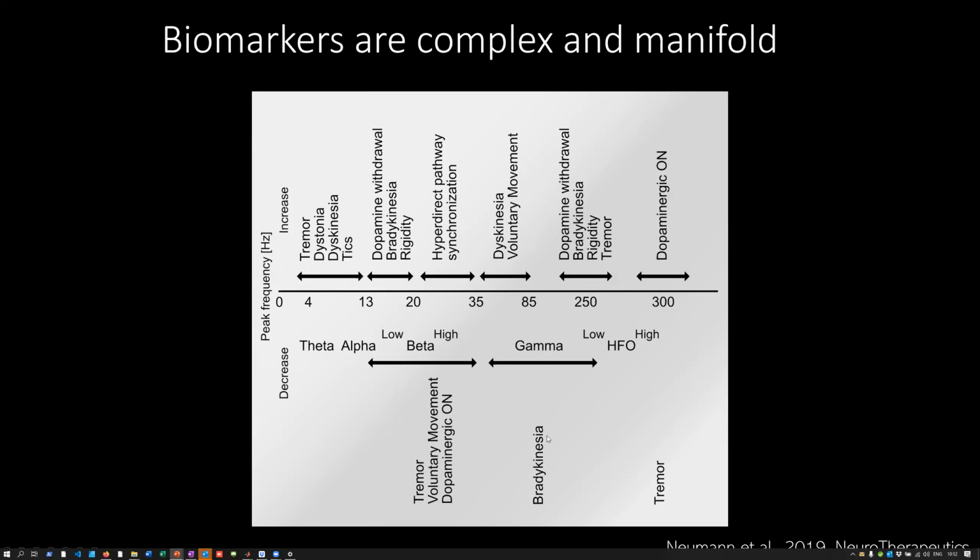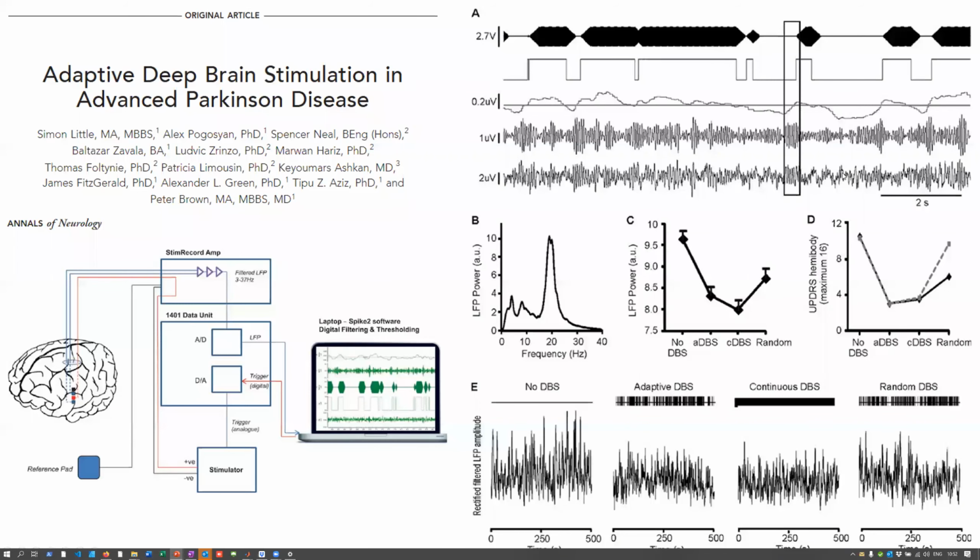And this is a review that I wrote in 2019, which demonstrates that there is a multitude of measures that have been described to reflect specific aspects of diseases. And this is getting more and more complex. But it may be useful for adapting the stimulation to concurrent demand.